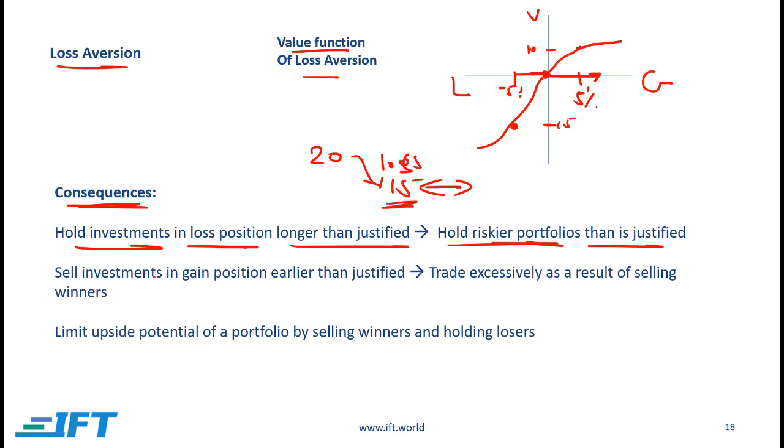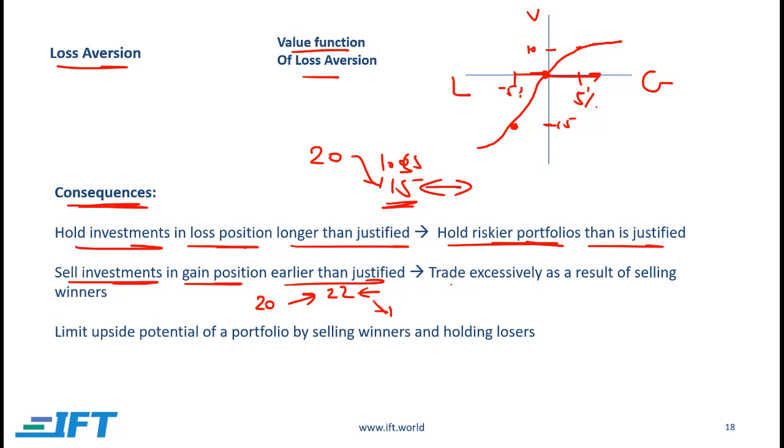Related to this is a situation where people might sell investments in a gain position earlier than justified. So, for example, if a stock was at 20 and then it went up to 22, and now there is a fear that the stock will go down. Because of this fear, a person might just sell over here, even though the fundamentals might indicate that the stock will go further up.